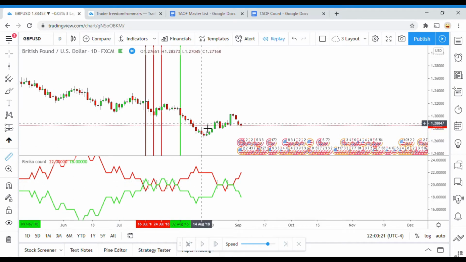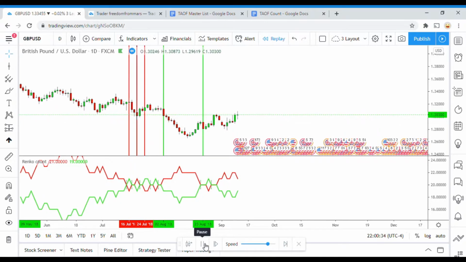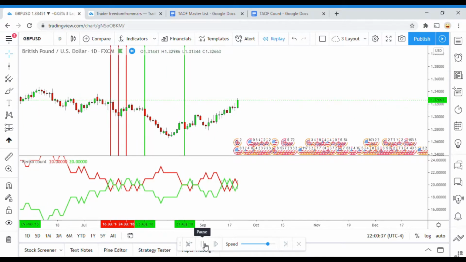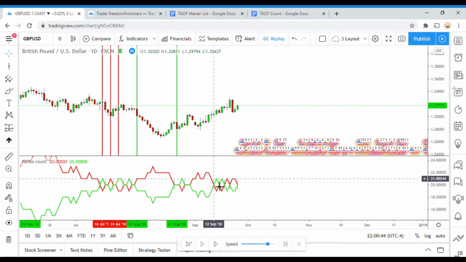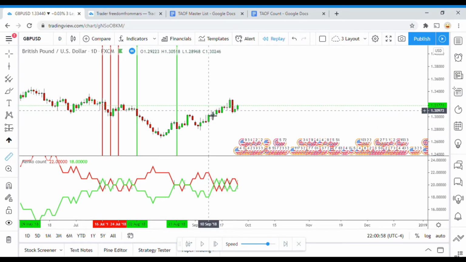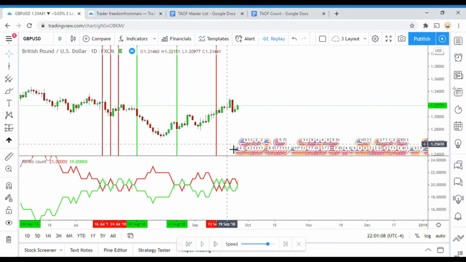Let's see there. It would have got stopped out. So yeah, that would have been a winner on that one. Yep, here's another area where it just pinballs back and forth and back and forth. Let's see. Here, I don't think we would have gotten, nope. So let's see. That would have been a losing trade there.